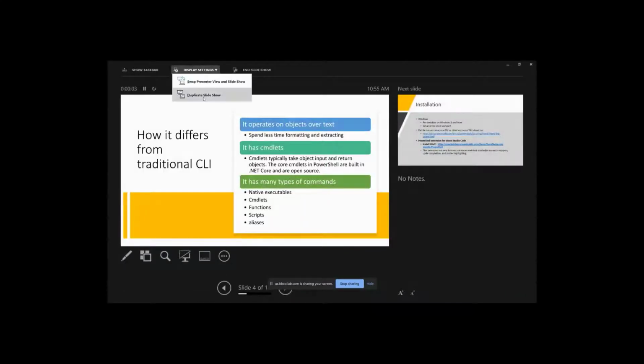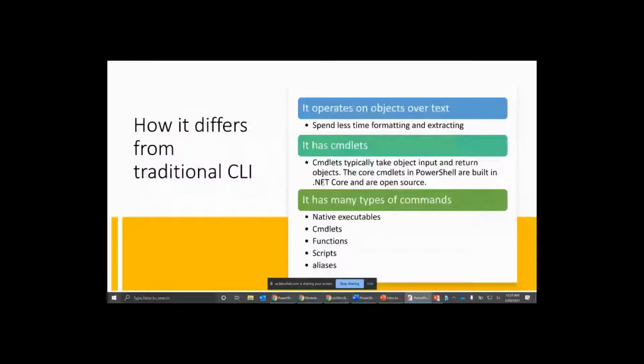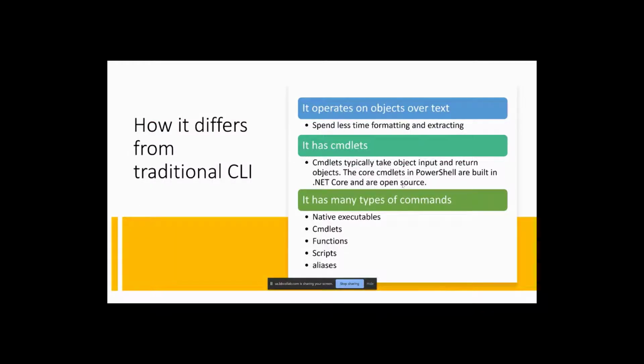PowerShell has what are known as commandlets. Commandlets take object input and return object output. The core commandlets in PowerShell are built in .NET Core and are open source. So that is, again, one of the beauties of PowerShell: many of the commandlets are open source, which means that you can freely download them, freely alter them, and make them your own if you want.